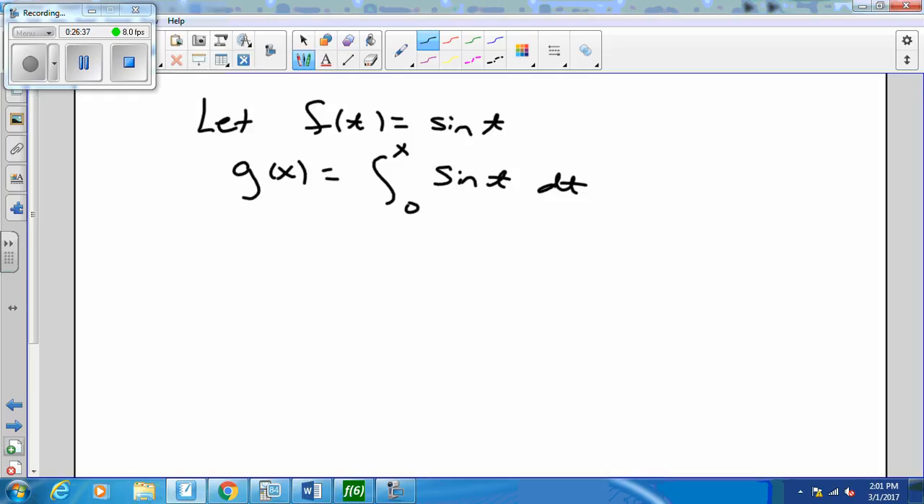Okay, so here's a good area function here. We're going to let g of x be the integral from 0 to x of sine t dt. And now we want to sketch g. That's our plan.